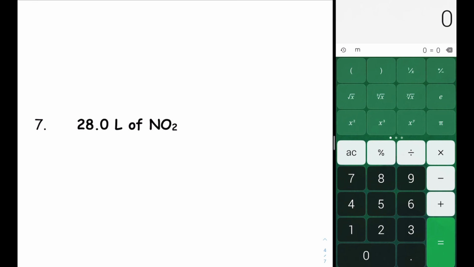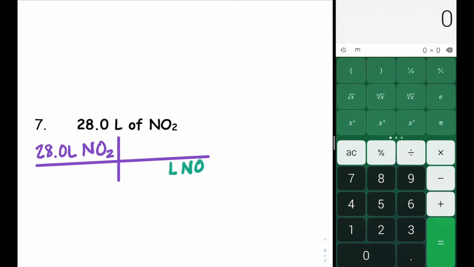Let's look at problem number 7 as our next example. 28.0 liters of nitrogen dioxide is our given value. That's our dimensional analysis table. To cancel out liters of NO2, we need to put that label in the denominator, and we're being asked to convert this to moles of NO2, so that will go at the top. The conversion factor is 1 mole of NO2 equals 22.4 liters.